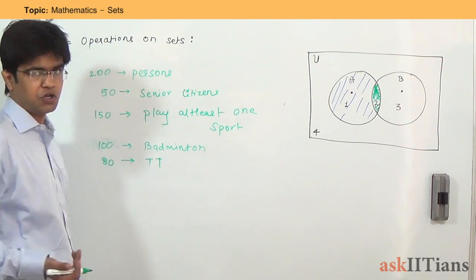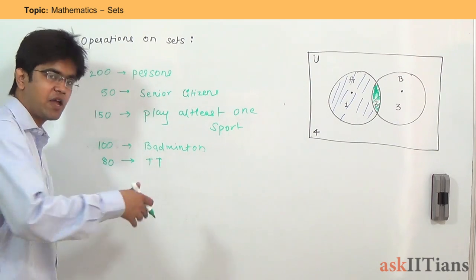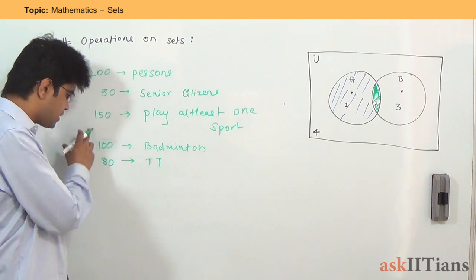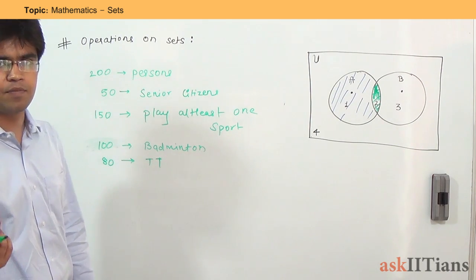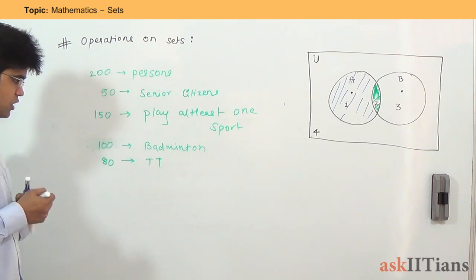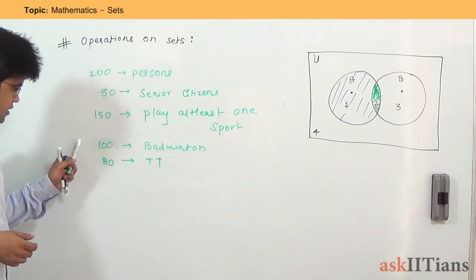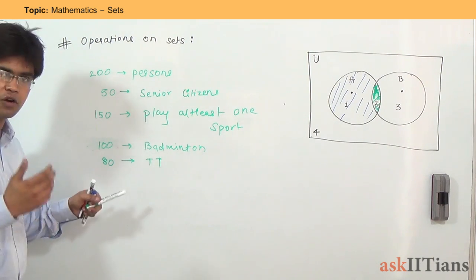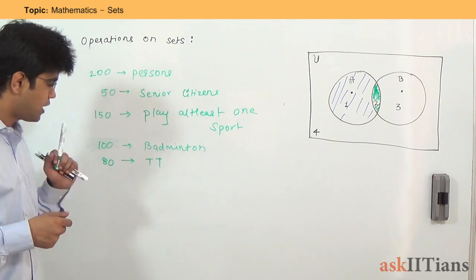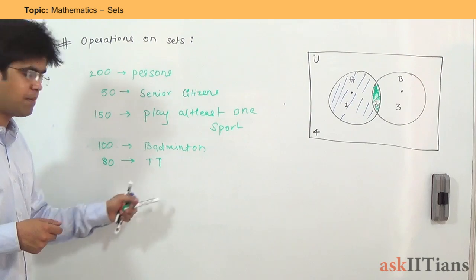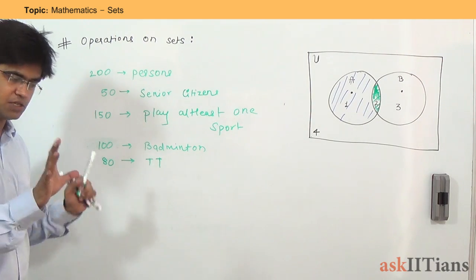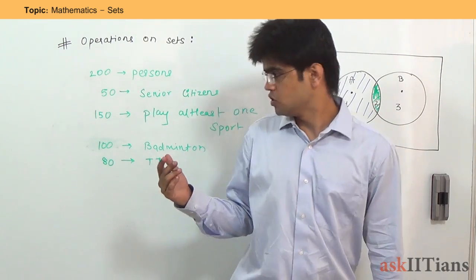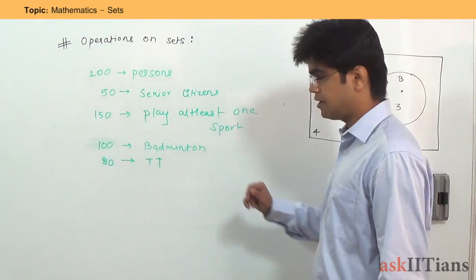Now this thing may not be given in the question, but you need to think by yourself that 150 are playing sports, but 100 people are playing badminton and 80 are playing table tennis. That means some people can play both sports at the same time, so you need to include them in both sets. This is the set of persons playing badminton. This is the set of persons playing table tennis. They are accounted for information contained in their set only. That set doesn't know what the other set does, so that is why they are included differently.